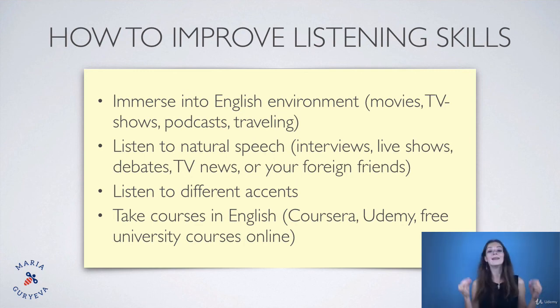And of course, there are more practice exercises which you can do and they will help you to improve your listening skills. So you can use all these tips that we discussed in the lecture and see how they work.